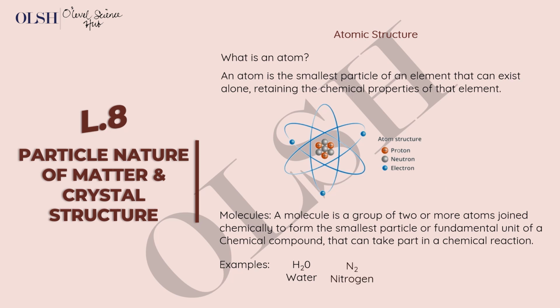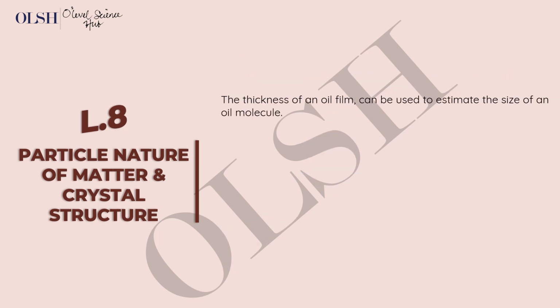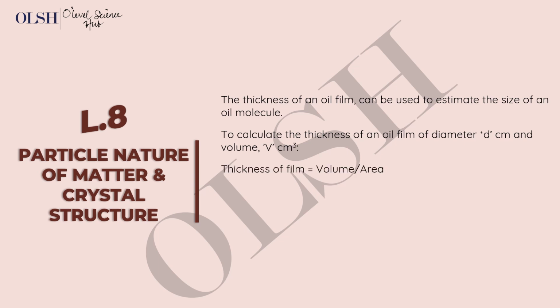Another one is nitrogen. Another one is NaCl: one atom of sodium and one atom of chlorine would give you table salt. An oil film can be used to estimate the size of a molecule, and to calculate the thickness of the oil film, we use the formula volume over area, where D is our diameter in centimeters and V is our volume in centimeters cubed.